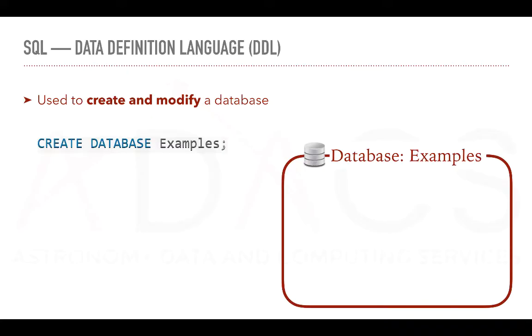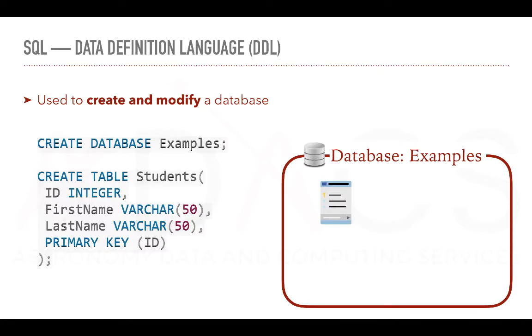Now that the database is created, we want to include some tables. To create a table, we simply need to type create table. Here, for example, we create the table students, where we have an ID, which is going to be an integer, a first name, which is going to be a string, so varchar with a length of 50 characters, last name with the same characters, and then we're going to set our primary key to be ID.